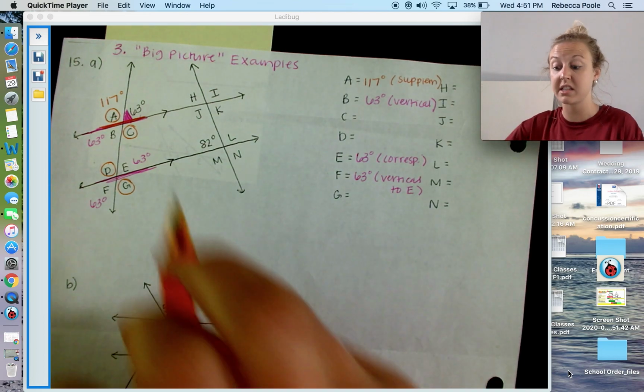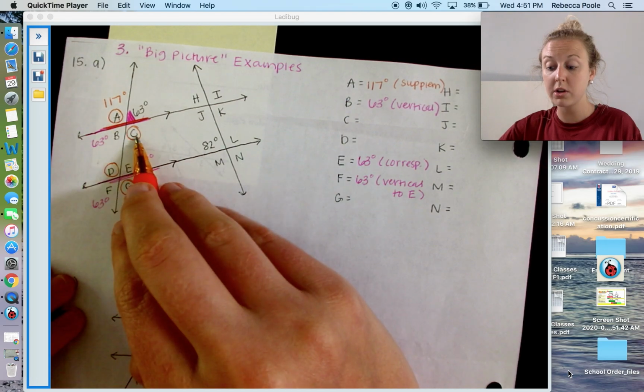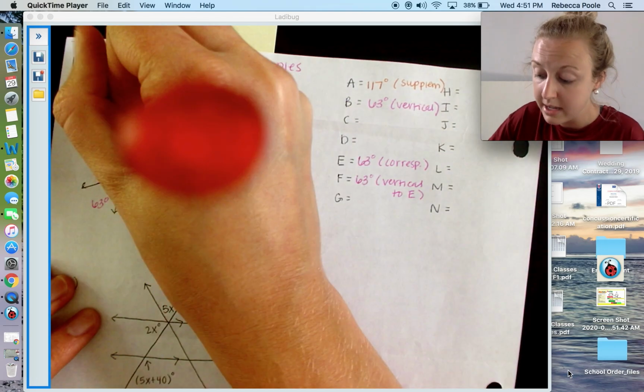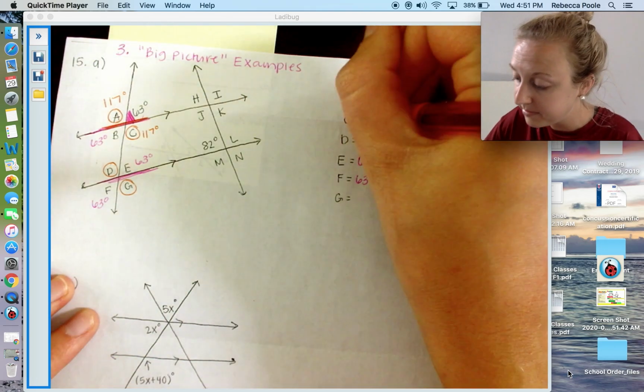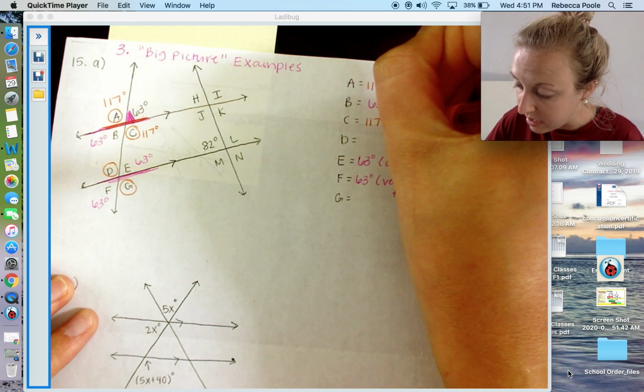Well, from there, it's the same thing that we did with the pink. A looks in the mirror, sees himself, right? C should be 117. And I'm going to say vertical.